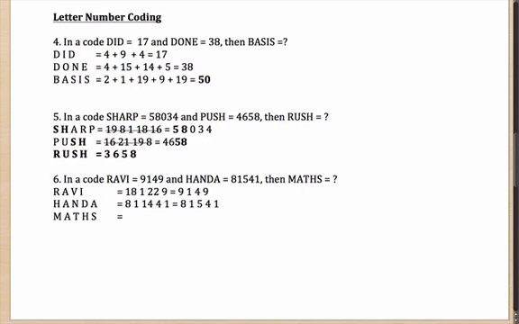Now all you need to do is figure it out for maths. M is 13, A is 1, T is 20, H is 8 and S is 19. So how much will be the new code? 13 will become 4, 1 will remain 1, 20 will become 2, 8 will remain 8, 19 is getting added up to be 10. So it depends on your options. If you had this as an option, that will be your answer.